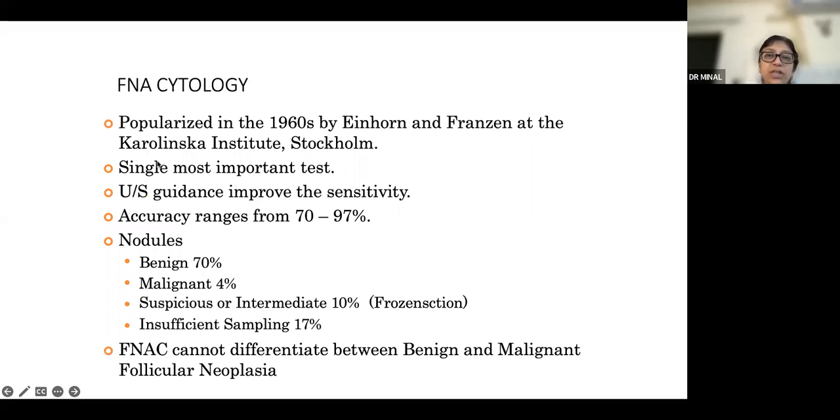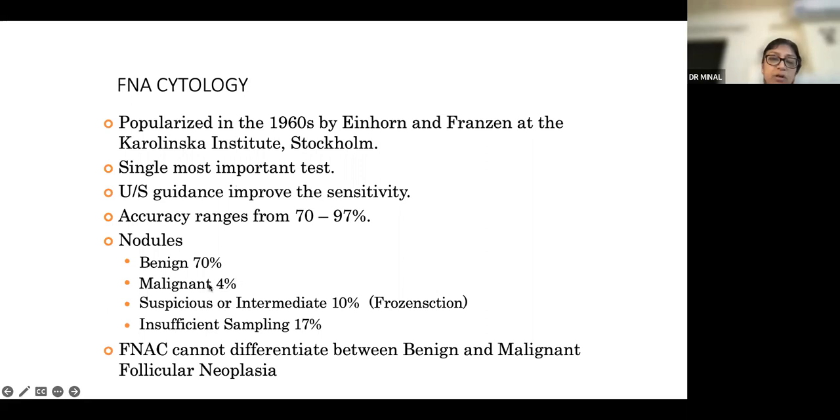FNAC, that is cytology. This was popularized in 1960. It is the most important test. FNAC coupled with ultrasound. So it is a USG guided FNAC because at times the nodules are quite deep seated and they are quite small. So the accuracy range of FNAC is 90%, almost 70 to 90%. In most of the cases, those nodules are benign.